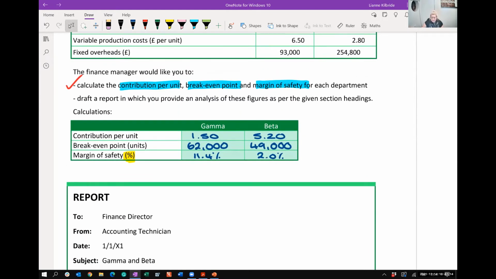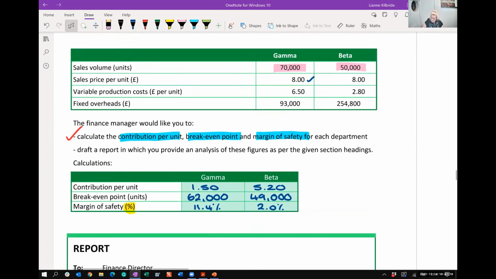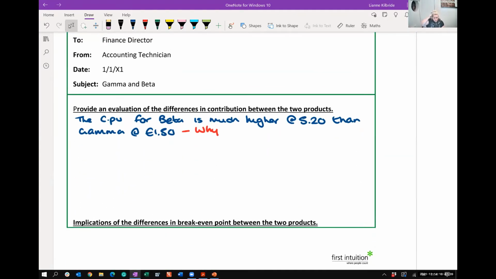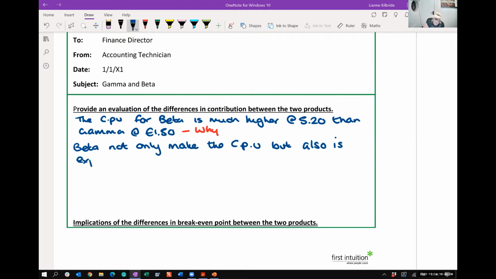Okay. But what we need to take into consideration is the sales volume. So although the sales volume of beta doesn't match gamma, it does give us that higher contribution, but the sales volumes don't actually match. So we need to take the volumes into consideration. Okay, so just expanding a little bit further on that. We would say something along the lines that beta not only makes the higher contribution per unit, but also is expecting a high sales volume than gamma.